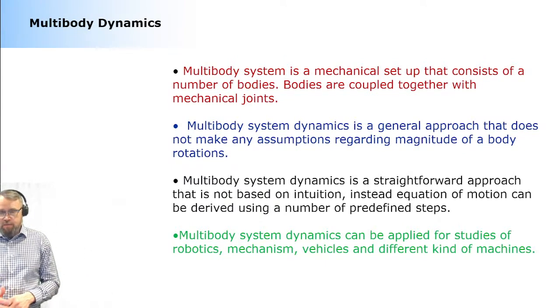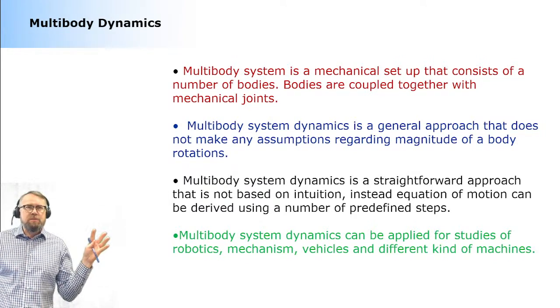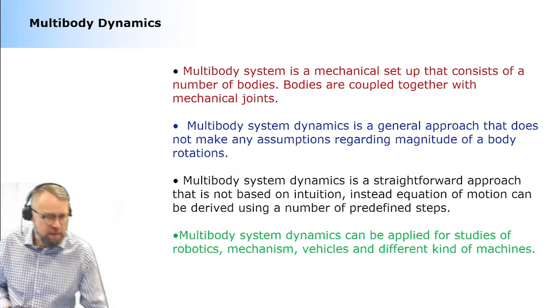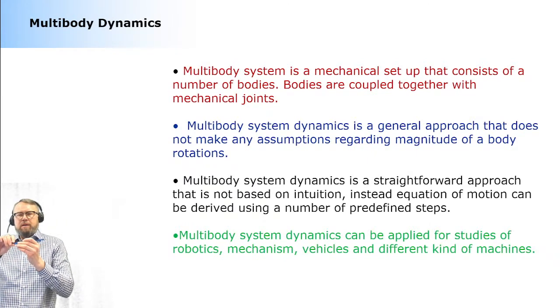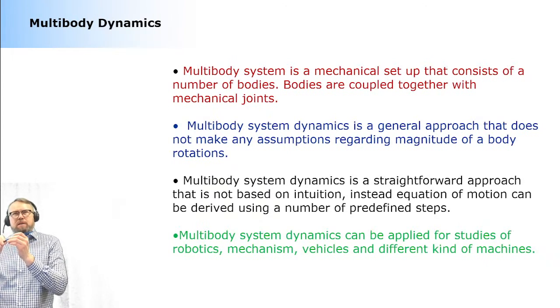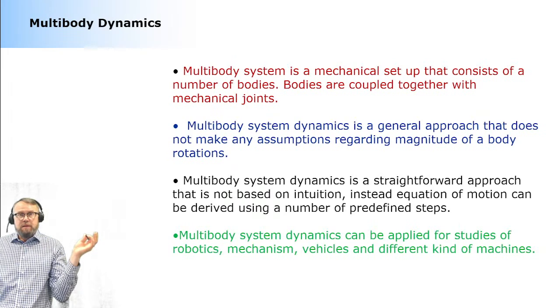And it can be applied to a wide variety of things. But again, the really the big deal about multi-body system dynamics is that the bodies are connected together via constraints. And these constraints are representing joints that are limiting the motion possibilities between the neighboring bodies. So that's what it is.